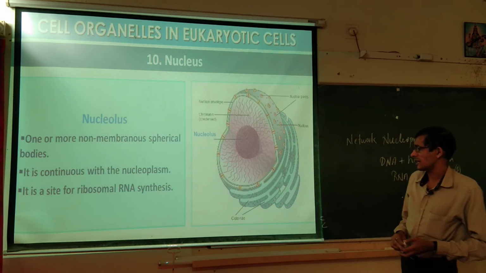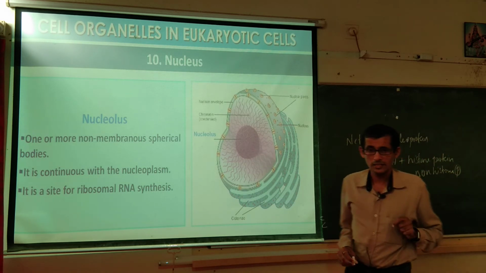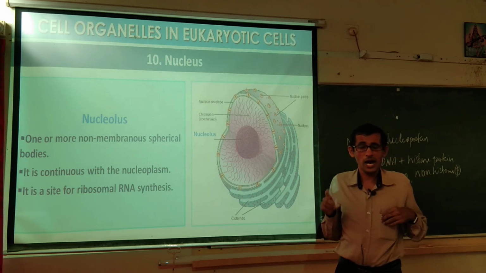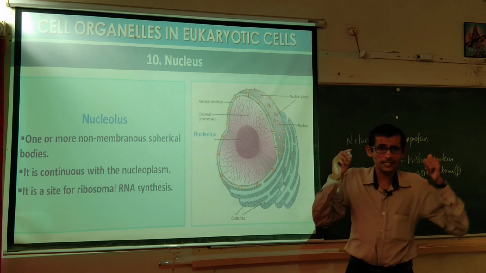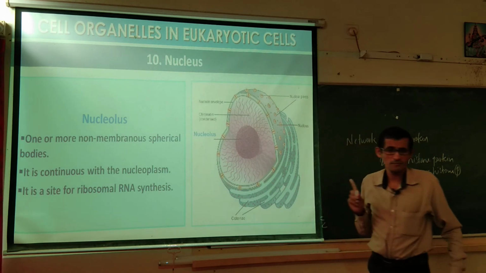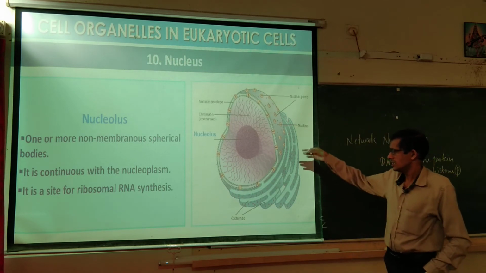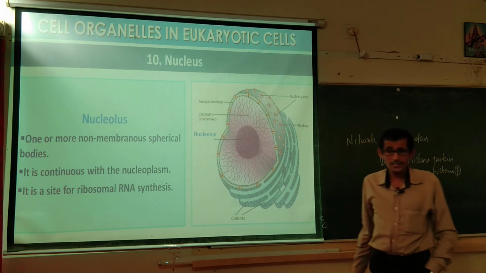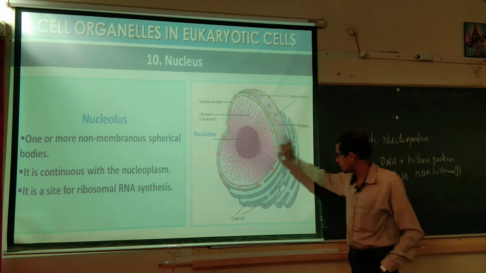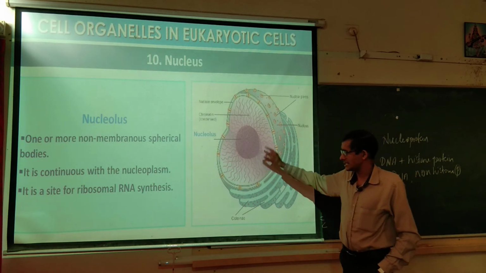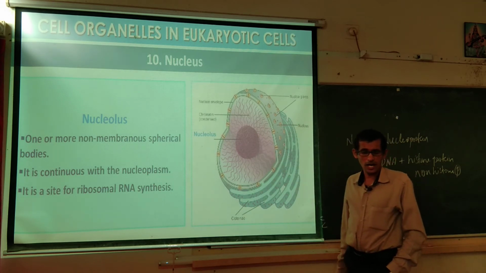It is a site for ribosomal RNA synthesis. Ribosomal RNA refers to rRNA, which is the structural component of the ribosome. So rRNA synthesis takes place in the nucleolus. So the nucleolus is a non-membranous spherical body present in the nucleoplasm of the nucleus, continuous with the nucleoplasm, and it is the site for ribosomal RNA synthesis.